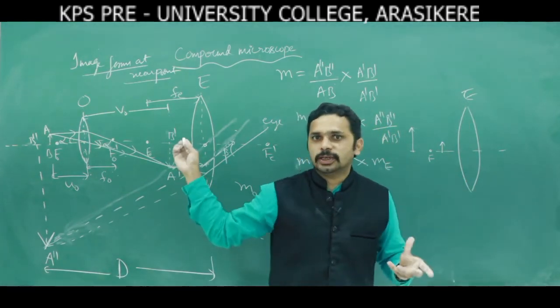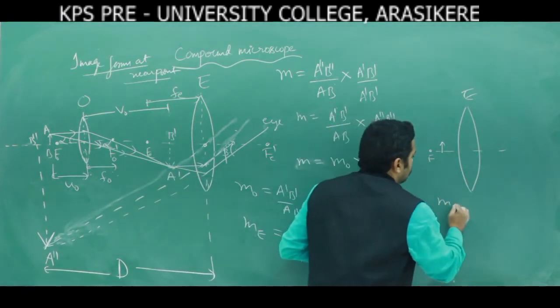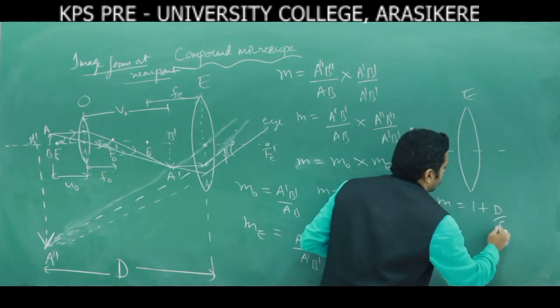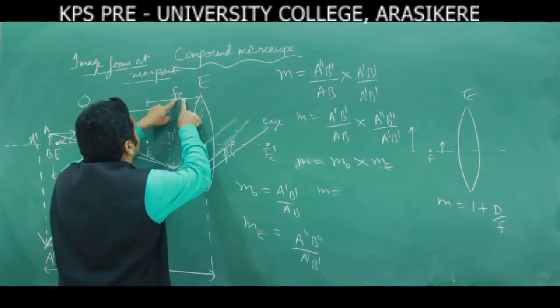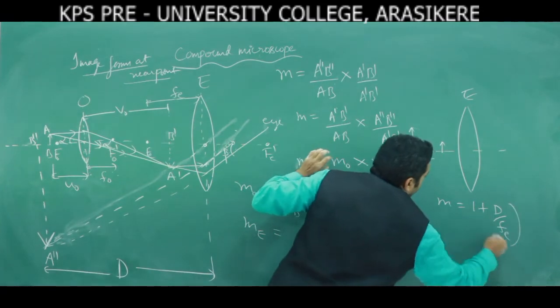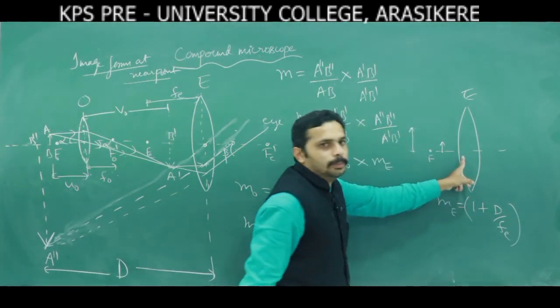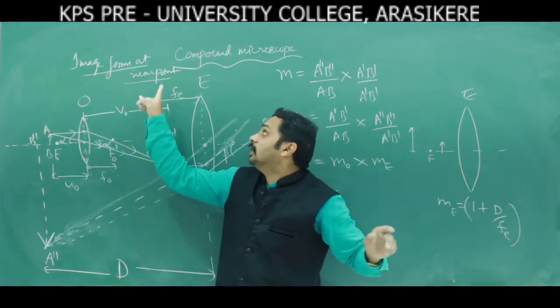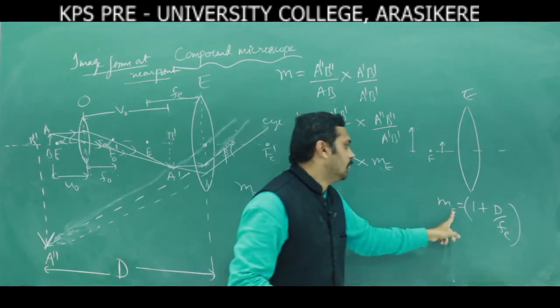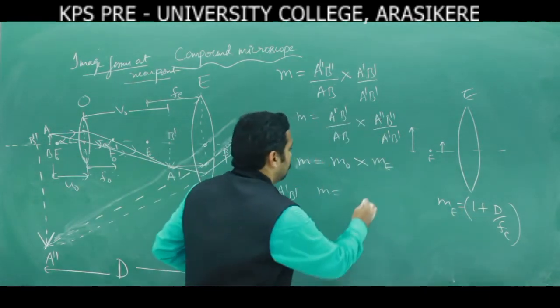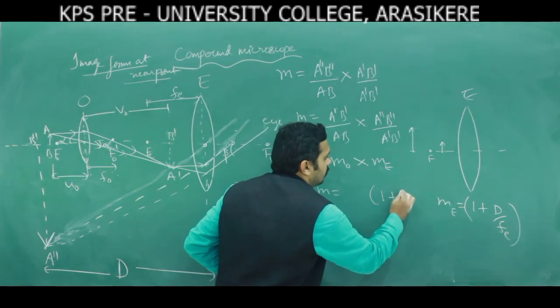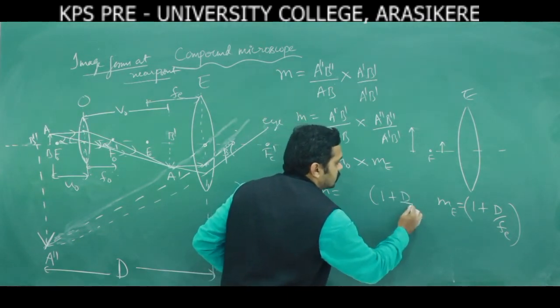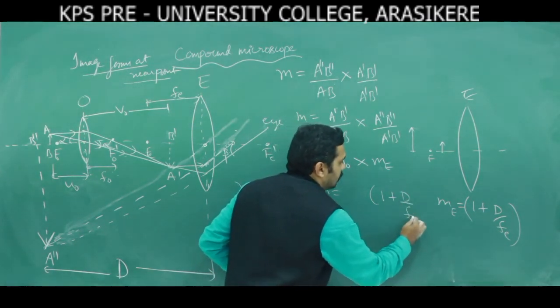What is the expression? When the image forms at near point, we already know that M is equal to 1 plus D by F. But here in the place of F, I am using Fe. This is the magnification produced by the eyepiece lens when the image forms at near point. ME is equal to 1 plus D by Fe.